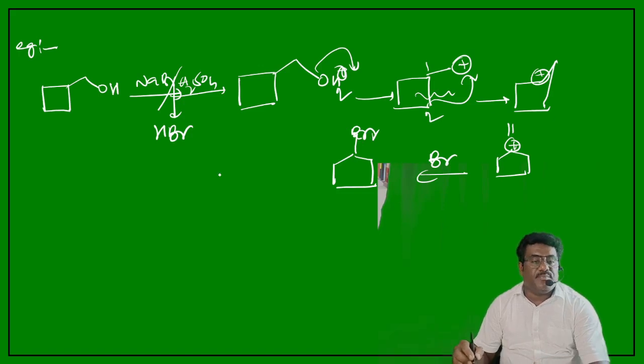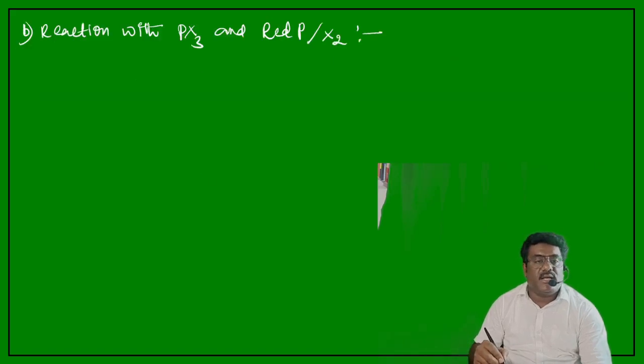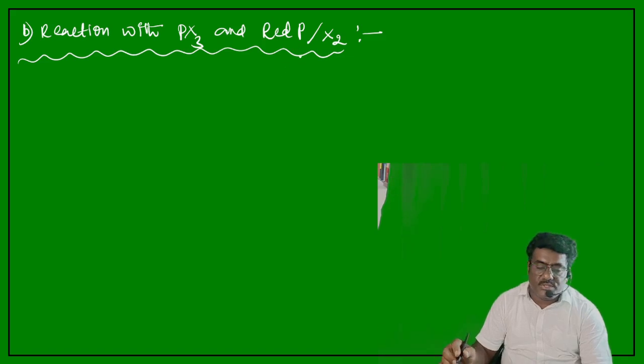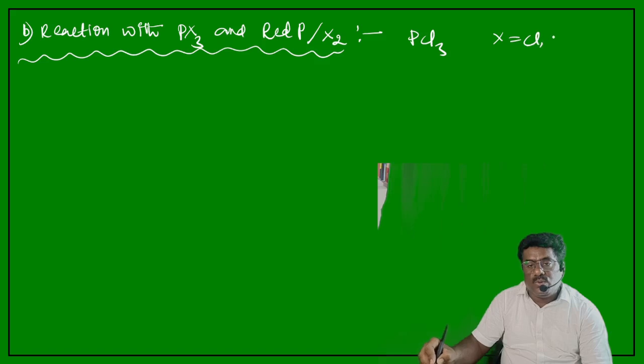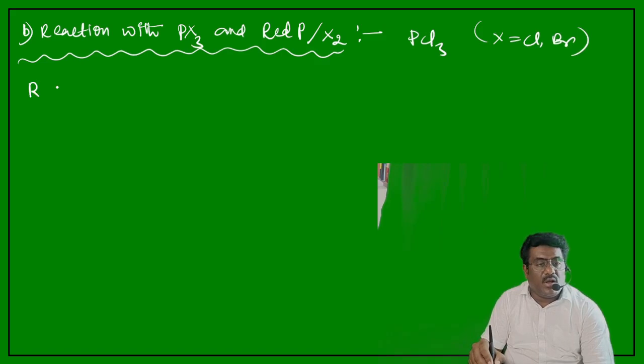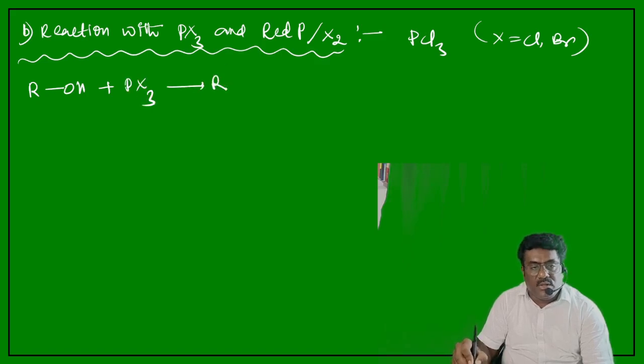Let's move on. Next reaction is with phosphorus trihalide and red phosphorus in X2. Phosphorus trihalide means phosphorus trichloride, PCl3, where X is chlorine or bromine. I am taking the example of alcohol ROH in presence of phosphorus trihalide. It gives alkyl halide and H3PO3.